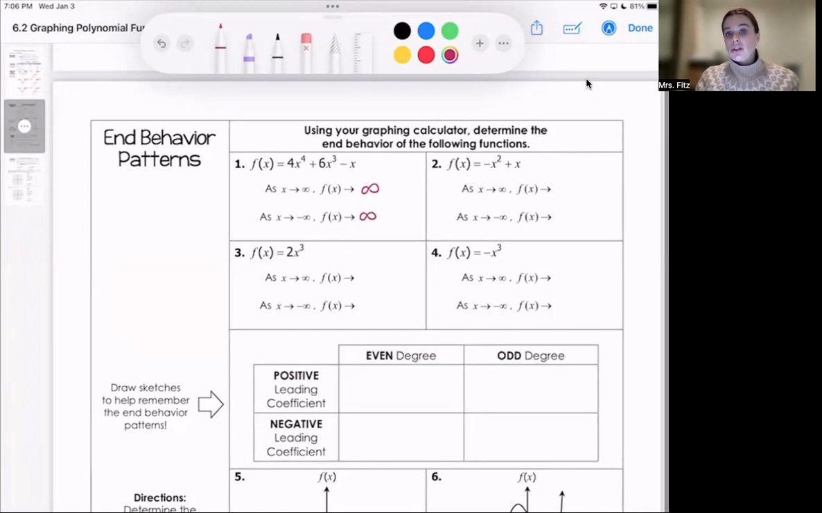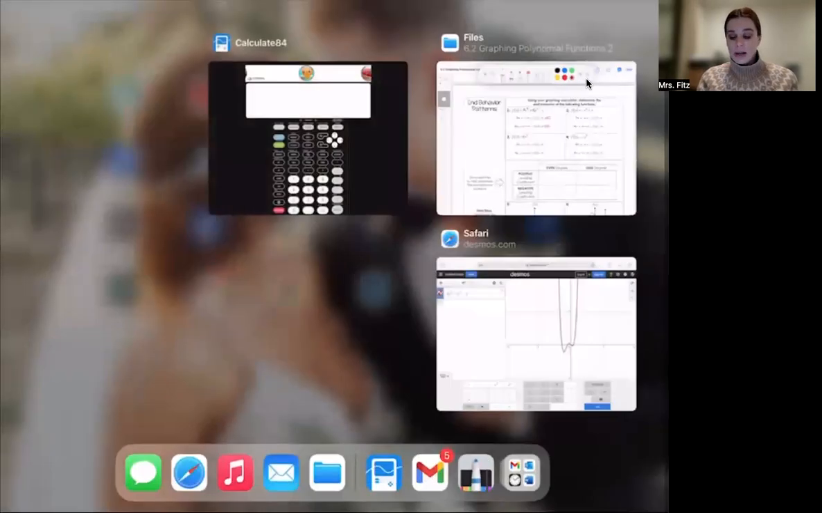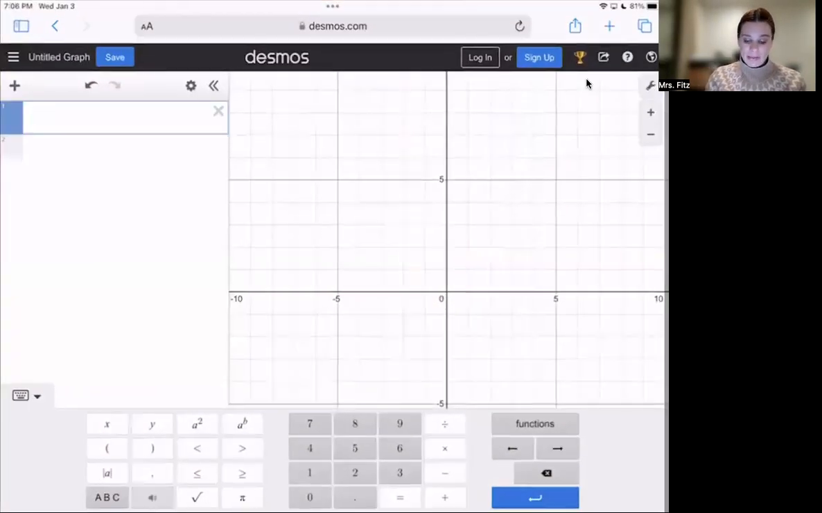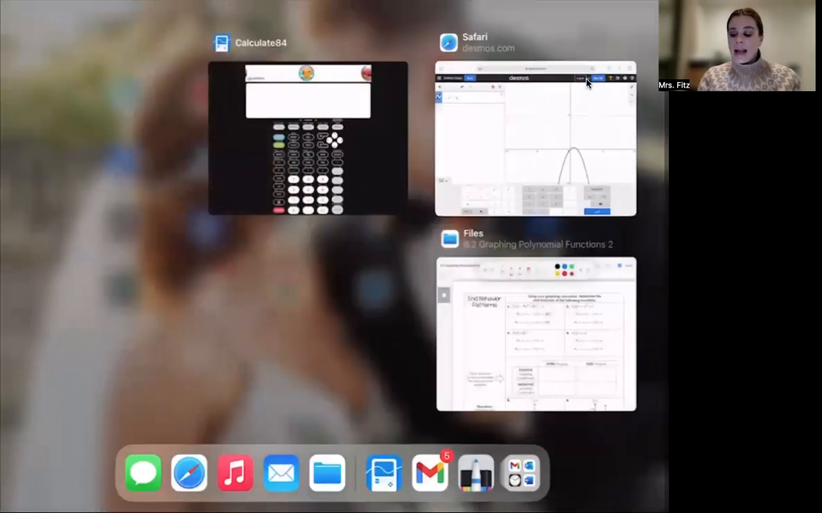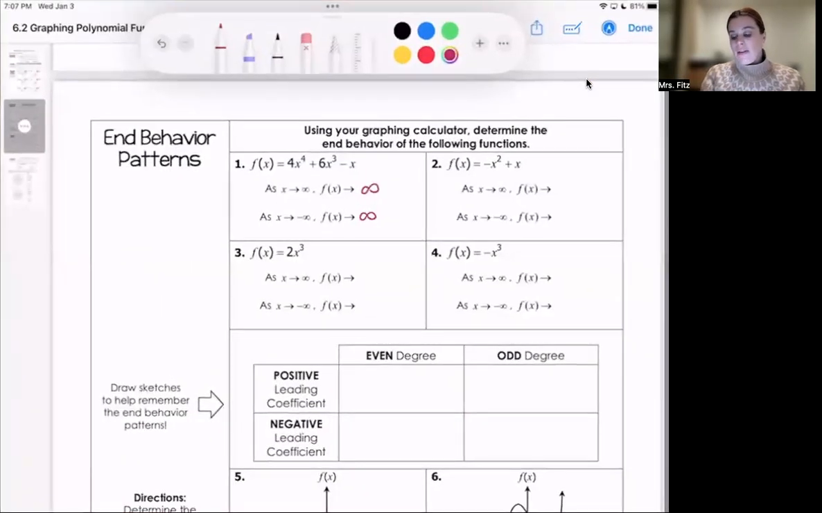Okay, so for number 2, we have negative x squared plus x. So I'm going to go ahead and type that in. Negative x squared plus x. Notice both ends are pointing down to negative infinity. So as x approaches infinity, f of x approaches negative infinity. And as x approaches negative infinity, f of x also approaches negative infinity. Notice 1 and 2, those are both even degrees with the same end behavior.